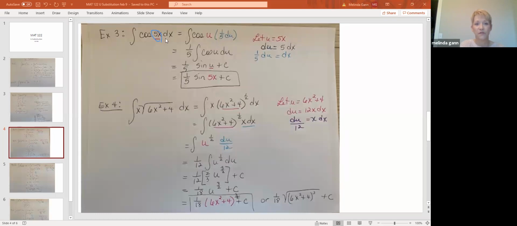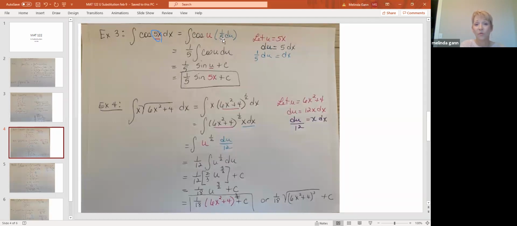But now notice what you've got. You just got a dx. You don't have a 5 dx. So I solved for dx by dividing both sides by 5. So that's where I get 1/5 du, or you can put du over 5 if that makes better sense to you. So this dx gets replaced with this 1/5 du, and that 5x got replaced with u. So remember, I replaced that one and I replaced that one.